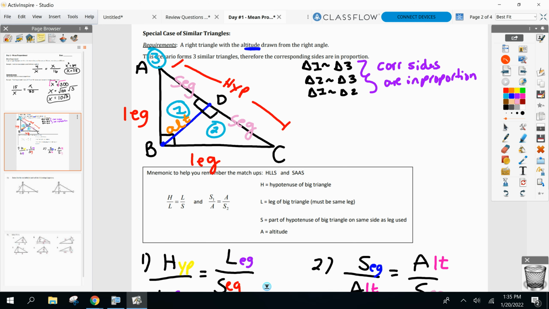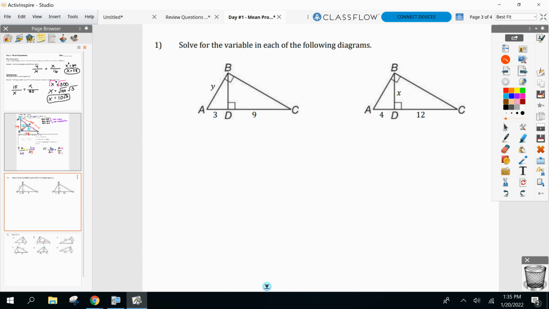This Hills and SAS business only works for this diagram. What type of triangle did I give you at the beginning of this? What type of triangle is ABC? A right triangle, and you need to draw a, what did we call BD? Altitude to the hypotenuse. That's it. This is only the type of diagram Hills and SAS can be used in: a right triangle with an altitude to the hypotenuse, which I have on number 1, don't I? Everyone see right triangle ABC, and everyone see altitude BD. Solve for Y.